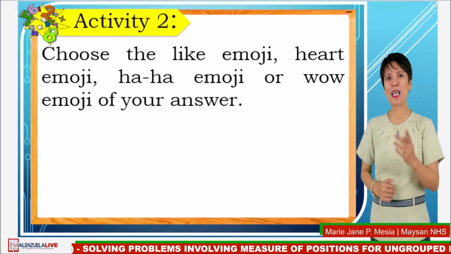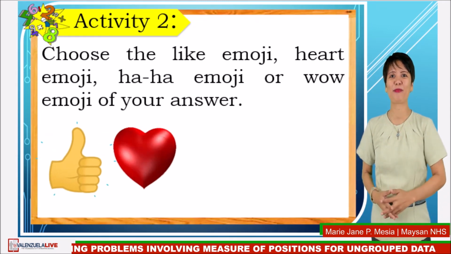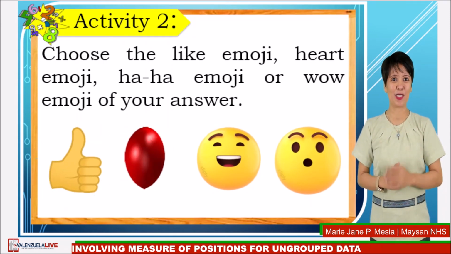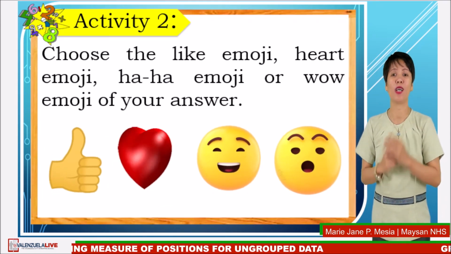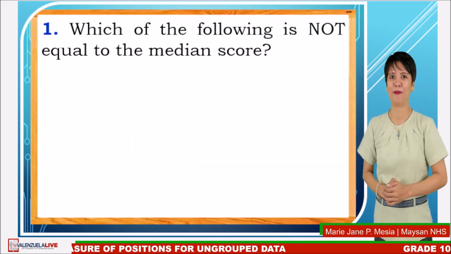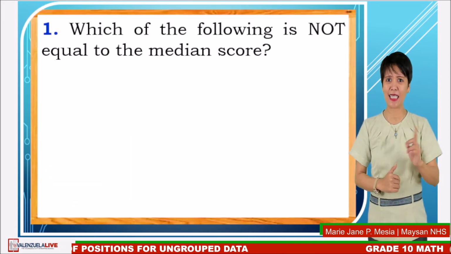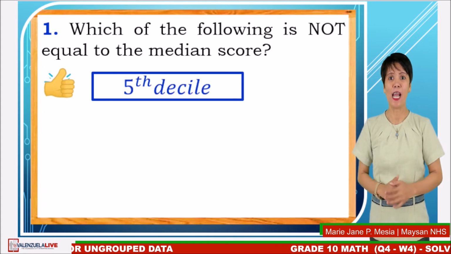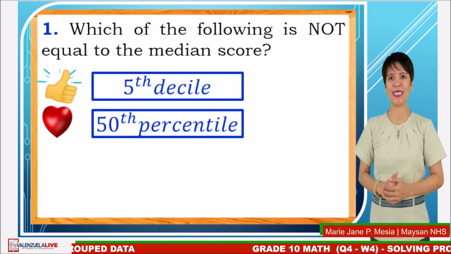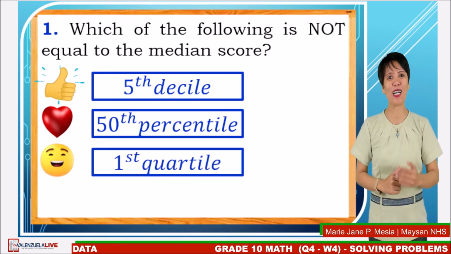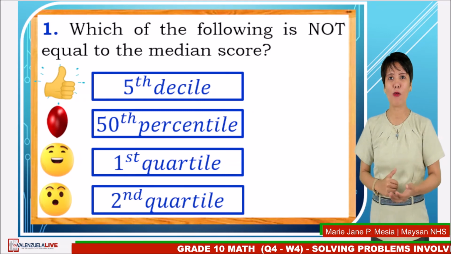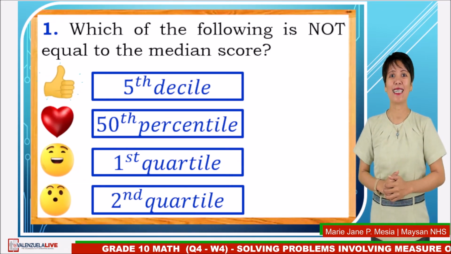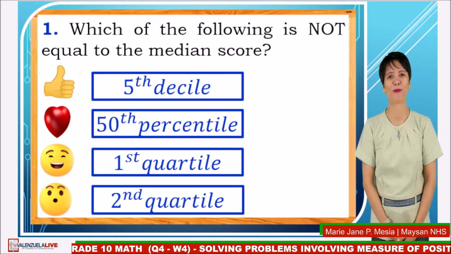Choose the like emoji, heart emoji, haha emoji, or wow emoji for your answer. So you have 10 seconds to answer each question. Number 1, which of the following is not equal to the median score? In like emoji, 5th decile. In heart emoji, 50th percentile. In haha emoji, 1st quartile. In wow emoji, 2nd quartile. Okay? Set the timer now.